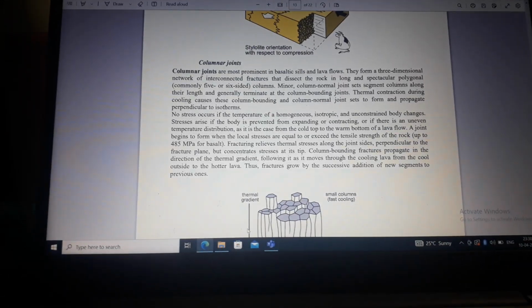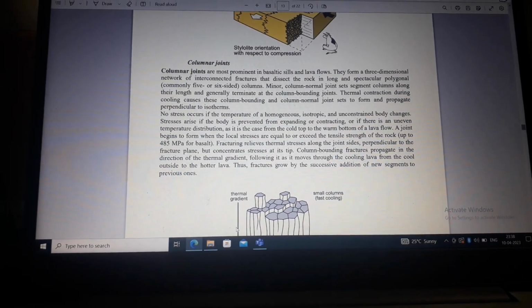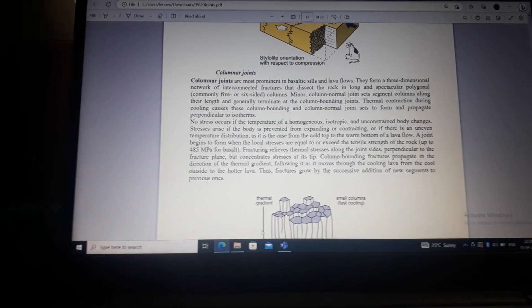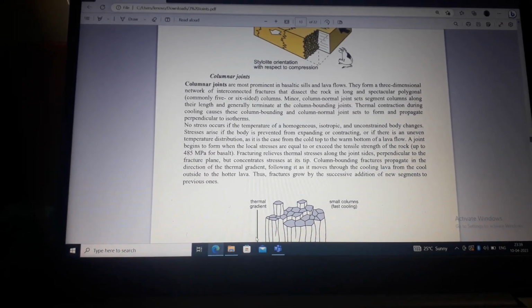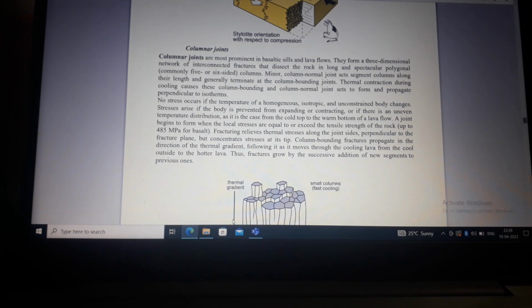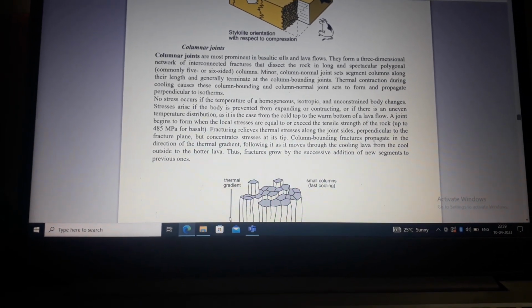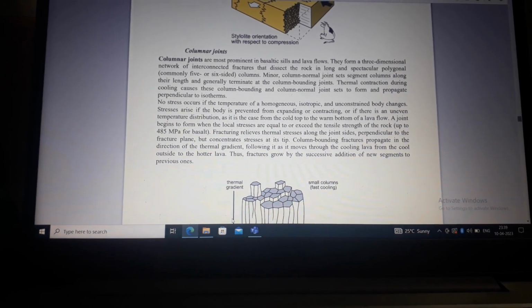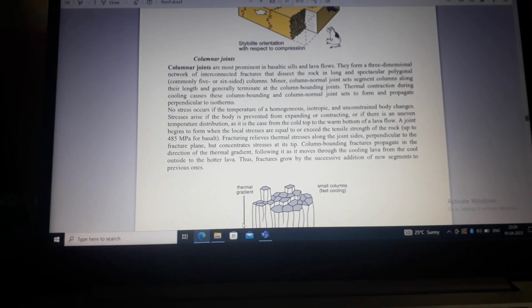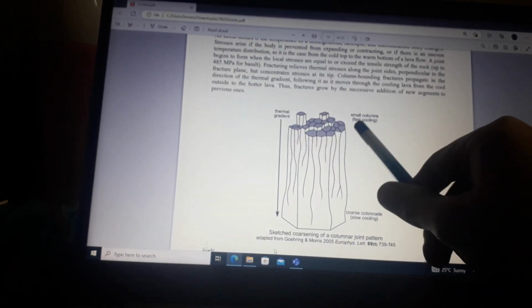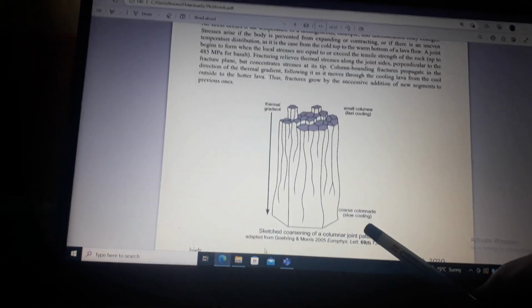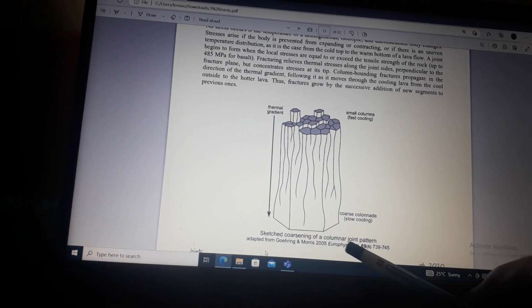Columnar joints. Columnar joints are prominent in basaltic sills and lava flows. They form a three-dimensional network of interconnected fractures that dissect the rock in long and spectacular polygonal, commonly 5 or 6 sided columns. Then is the thermal gradient. This is small column, fast cooling. This is coarse colonnade, slow cooling. Sketched coursing of columnar joint pattern.